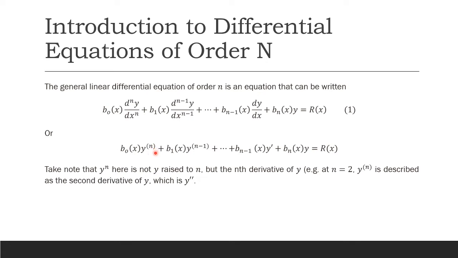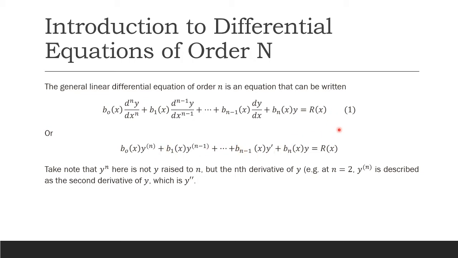hindi siya naka-raise to that number. It is that derivative. So, kung nakalagay dyan is 3, then that is y triple derivative, yung tinutukoy natin doon. So, hindi na advisable na ilalagay pa natin yung 4 na apostrophe, 5 apostrophe, di ba? So, ang ginagawa na lang natin dyan is parenthesis na sa loob nun kung ano yung order niya.